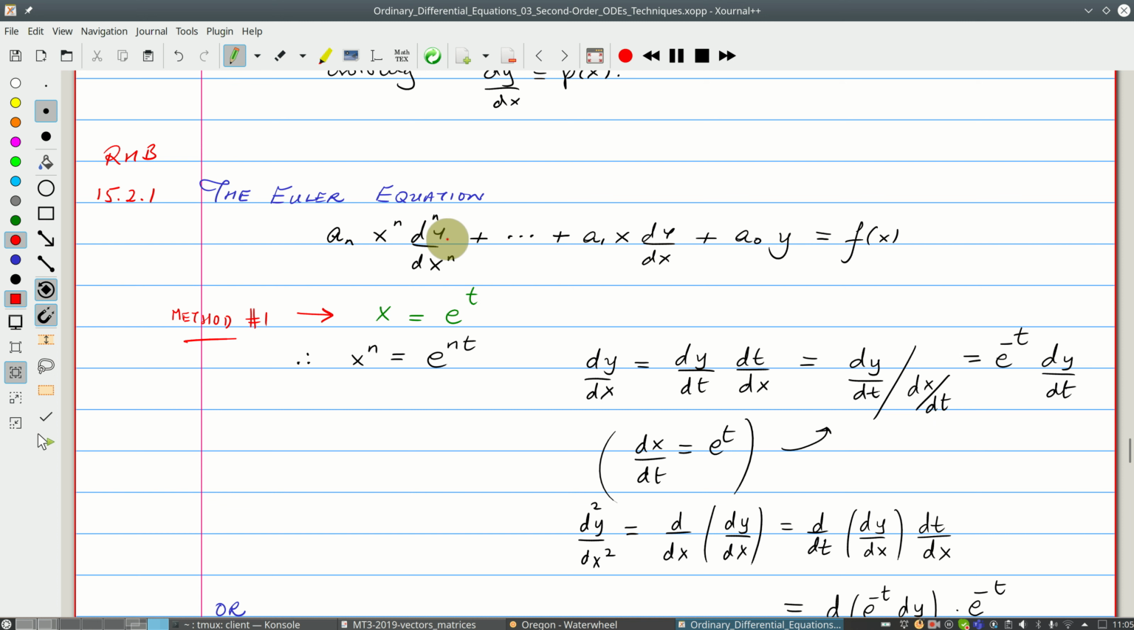So the Euler equation is of the form a_n, a constant, times x to the n and the nth derivative of y, etc., is equal to f of x. So we have powers of x in here multiplying each of the derivatives. And one of the ways of solving this is to change variables from x to t, so let x equal e to the t. So x to the n is just e to the n t. And we need to change our variable down here from d by dx to d by dt. You do it using the chain rule.